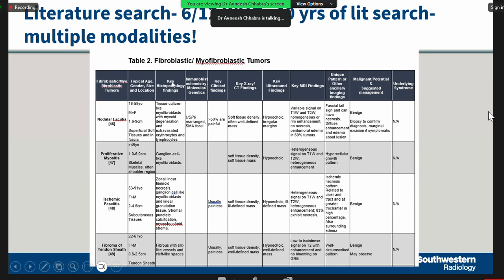What are the key histopathologic findings, immunohistochemistry, key clinical findings, X-ray, CT findings, ultrasound, MRI findings, any unique patterns which are described and have been tested, malignant potential, underlying syndrome. So you have that for all the tumors.